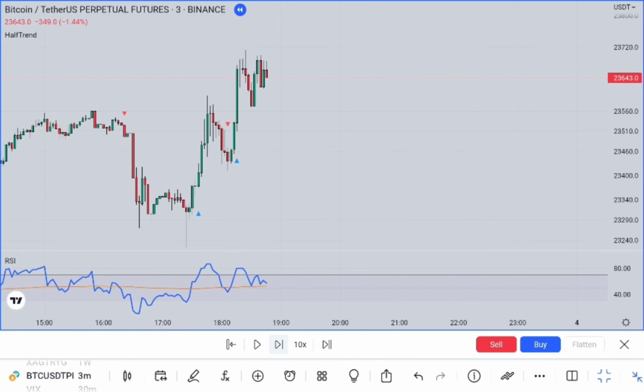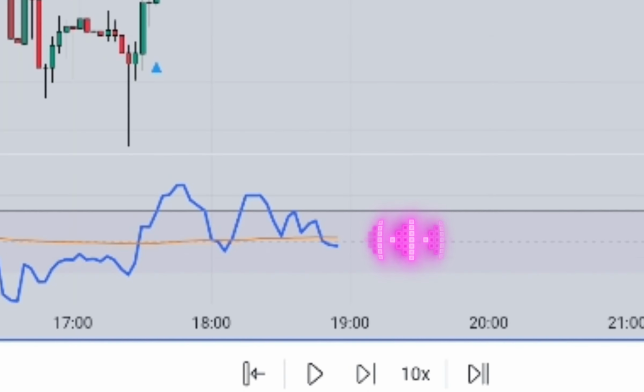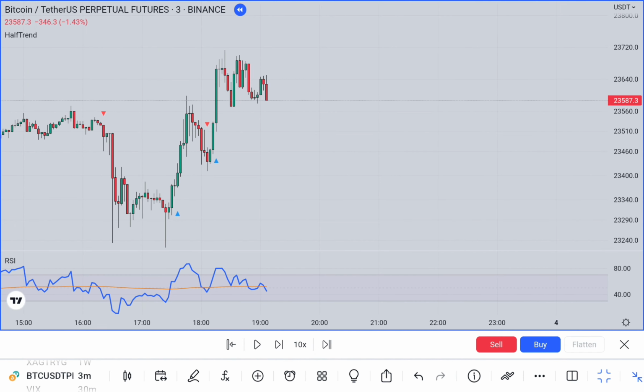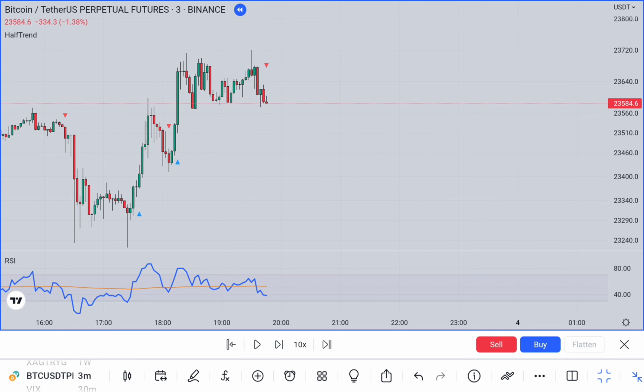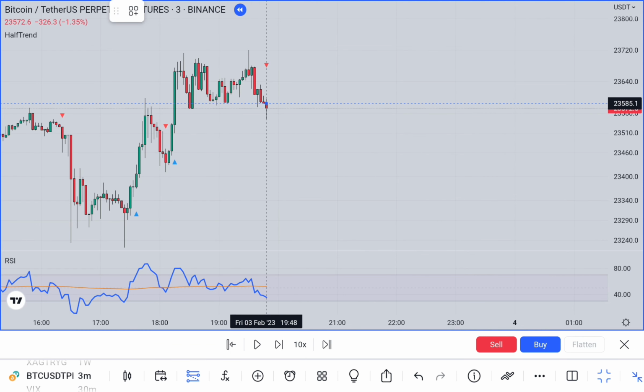For a short position, Rule 1: the RSI blue line must first rise above 70 and then fall below 70. Rule 2: second, it must cross both the orange EMA line and the 50 value downward. Rule 3: the Halftrend indicator should show a red sell arrow above a red candle. The trade is entered at the close of this candle. The risk and reward ratio is 1 to 2.